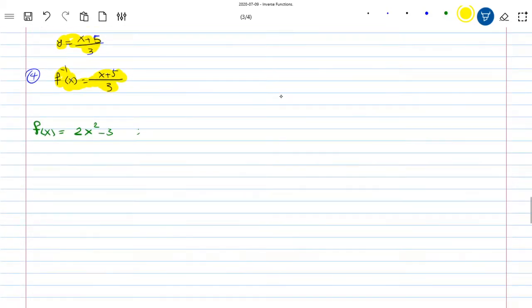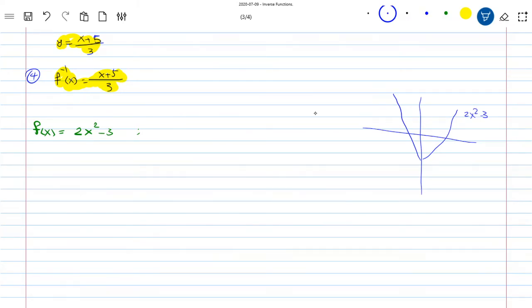Okay, here's another example. 2x squared minus 3. As I said earlier, parabolas always cause issues. This is 2x squared minus 3, shifted down 3 units along the y-axis, so something like this. I don't really need to figure out exactly. And you will see that this is not a one-to-one function, so it doesn't have an inverse.